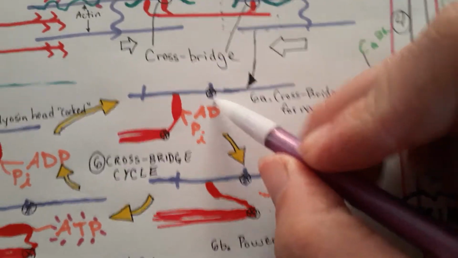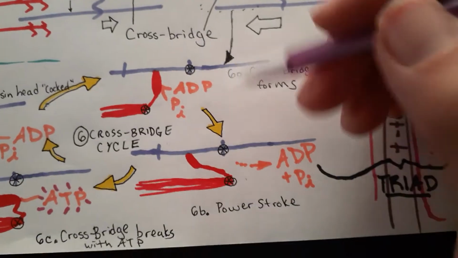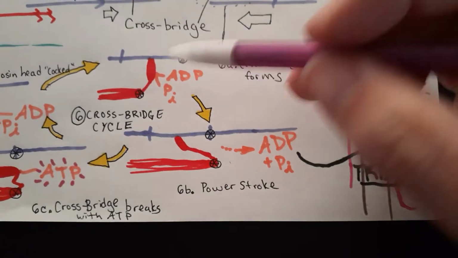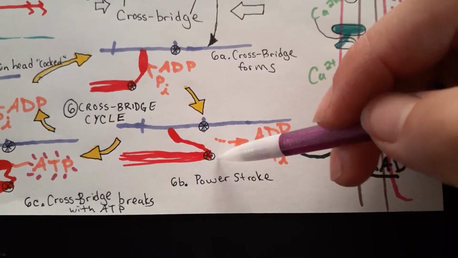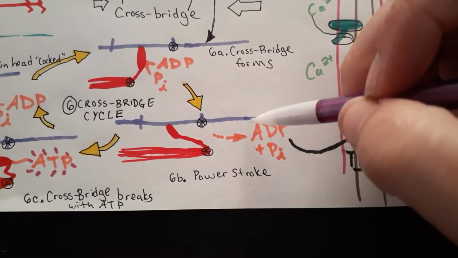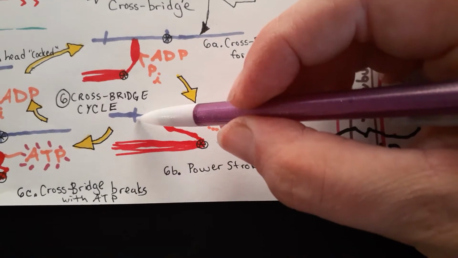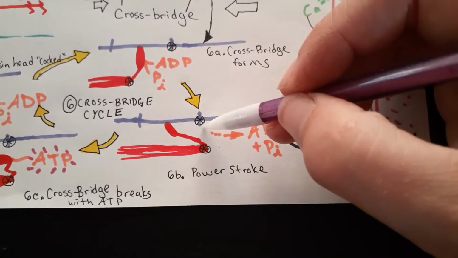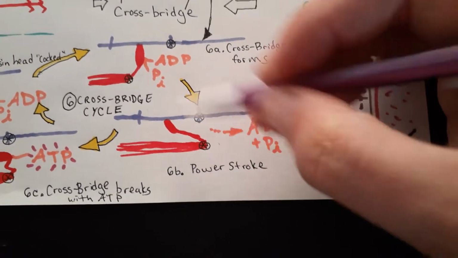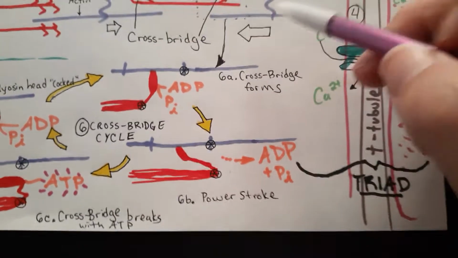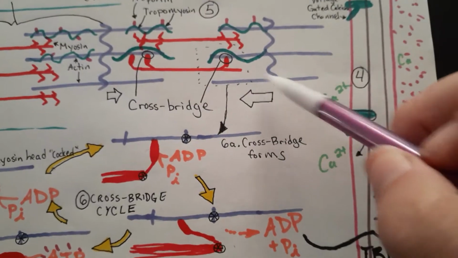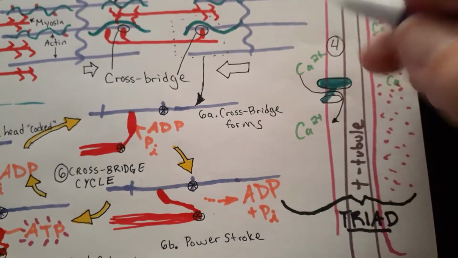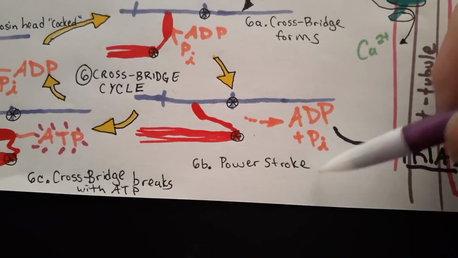Note that this star, this pivot point on the myosin molecule, is off to the left of this particular point here. As soon as this cross bridge forms, what's going to happen next is called 6B, the power stroke. Essentially this entire molecule pivots and pulls the actin in this direction. So now this point up here is pretty much right on top of this point over here. We have moved this entire molecule towards the M line, towards the middle of the myosin. That's the power stroke.